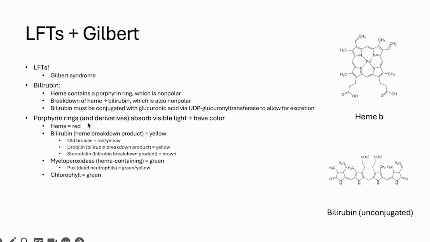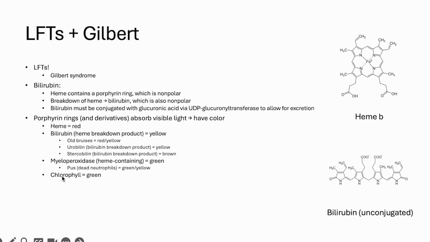Porphyrin rings are really interesting. What you're going to learn more about later is that bilirubin is a breakdown product of one form of porphyrin ring, which is heme. Myeloperoxidase also contains heme, which is also a porphyrin ring, which is why pus is greenish, kind of yellowish, right? This is because, again, you've got this system with lots of conjugated double bonds, and because of this, it absorbs visible light, which means that it has a color.